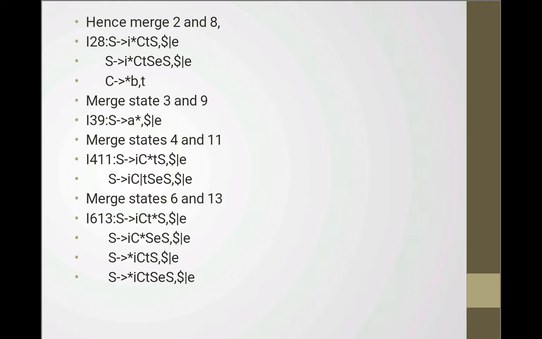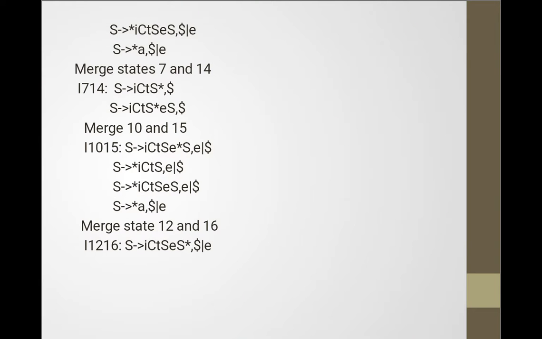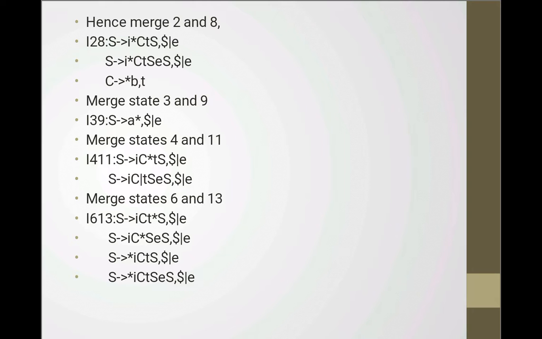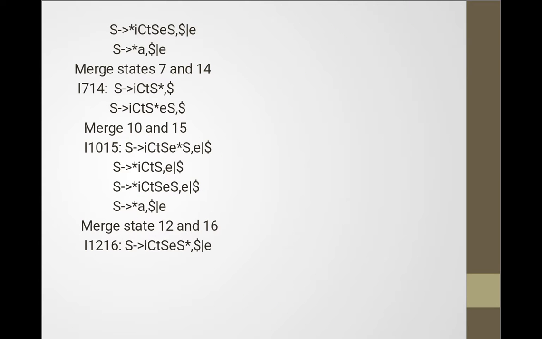Now merging states 6 and 13. I6 13: S → ICT·S, $ or E. Next step, S → ICT·SES, $ or E. Next step, S → ·ICTS, $ or E. Next step, S → ·ICTSES, $ or E. Following the steps of I6 13, we conclude with S → ·ICTSES, $ or E, and the final step, S → ·A, $ or E.